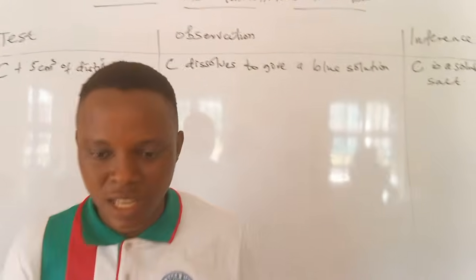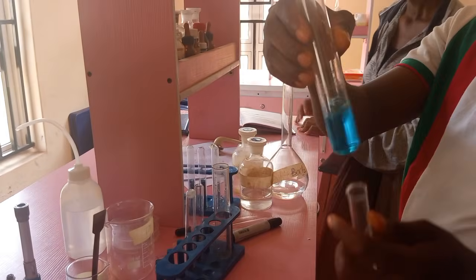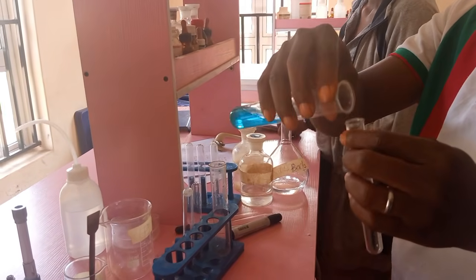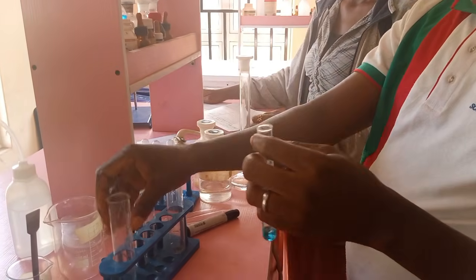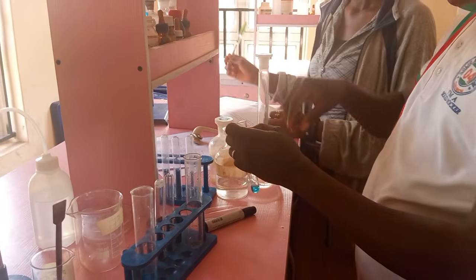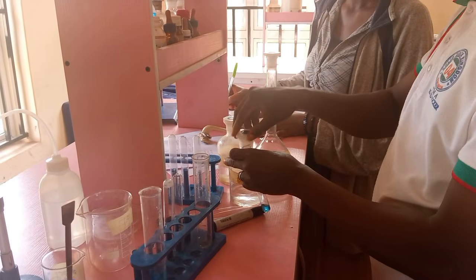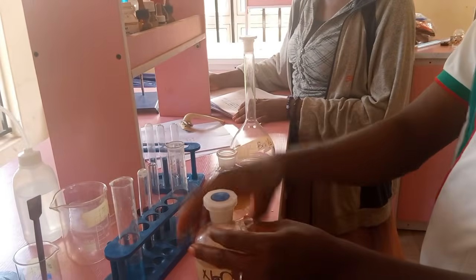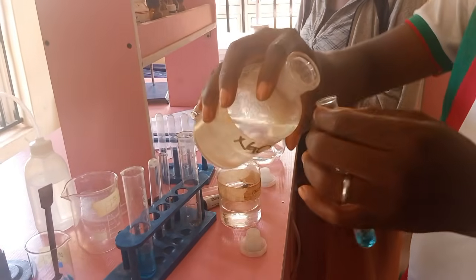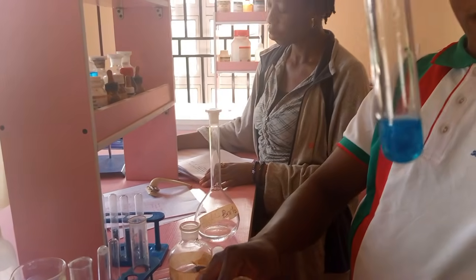Alright, let's carry out the next test. We are going to divide this solution into two portions. First, we put a little portion of this here. Now, to this first one, we are going to add sodium hydroxide in drops. You add it in drops, then you add it in excess. See what is formed there.